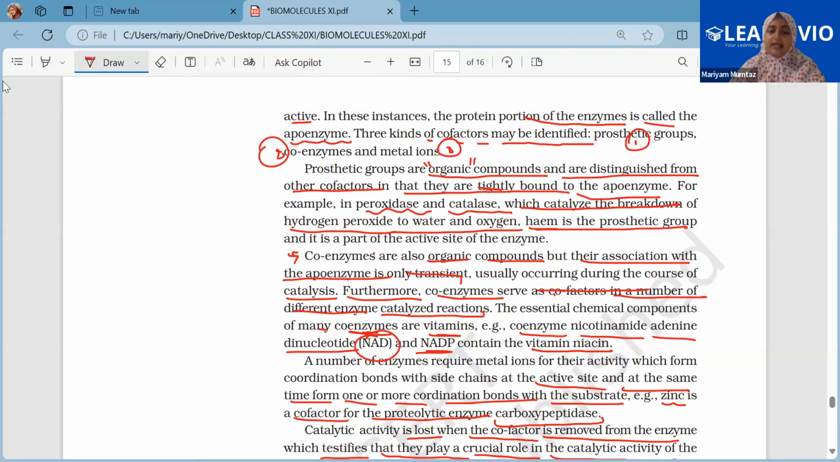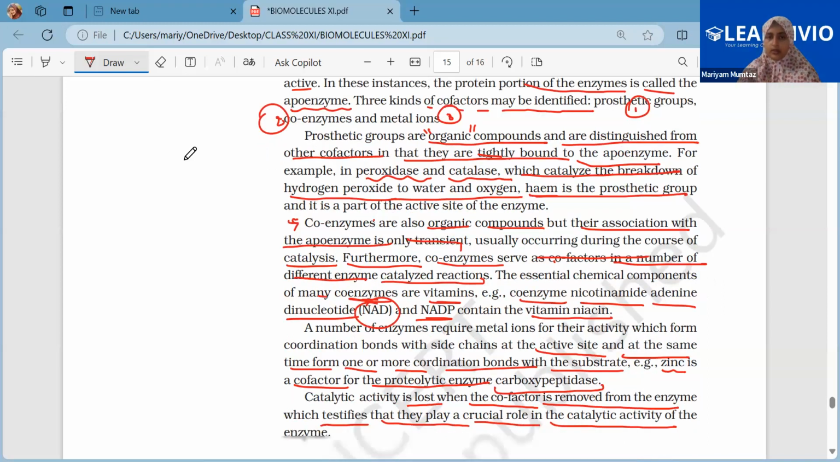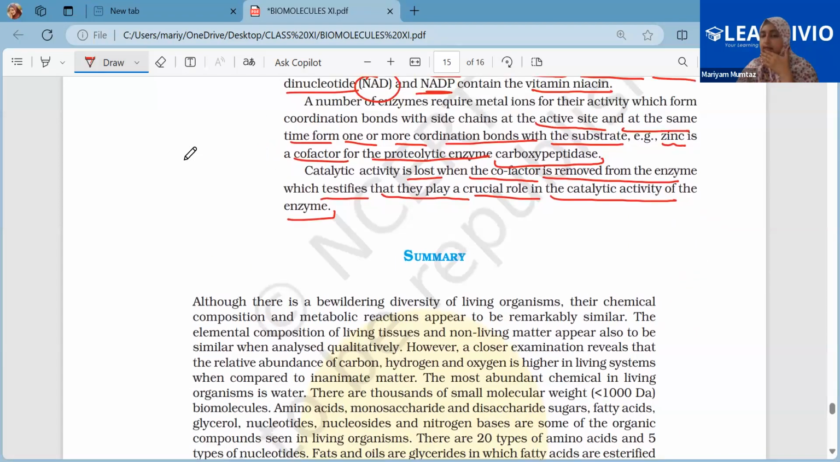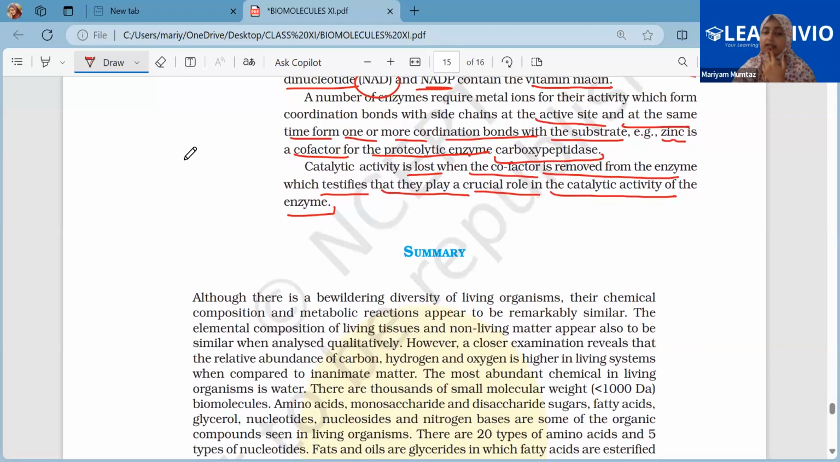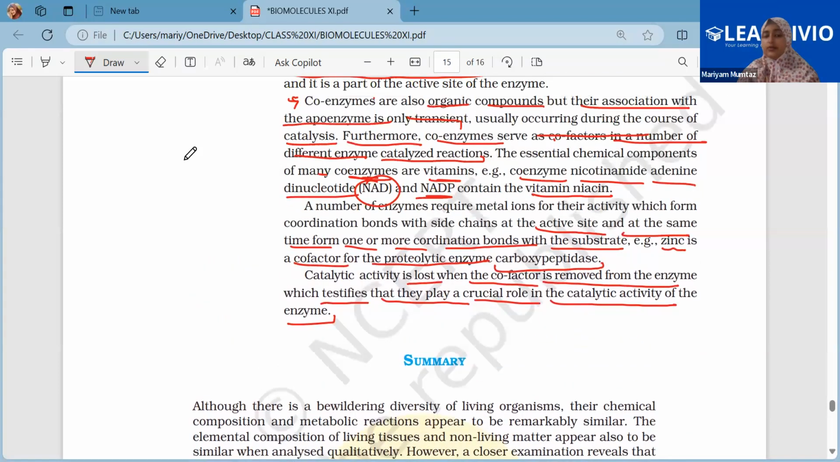Yes, ma'am. Any doubts up until now? No, ma'am. Okay, so with this, we have actually completed the chapter that is biomolecules. And with this, we have actually completed the class 11th portion entirely.